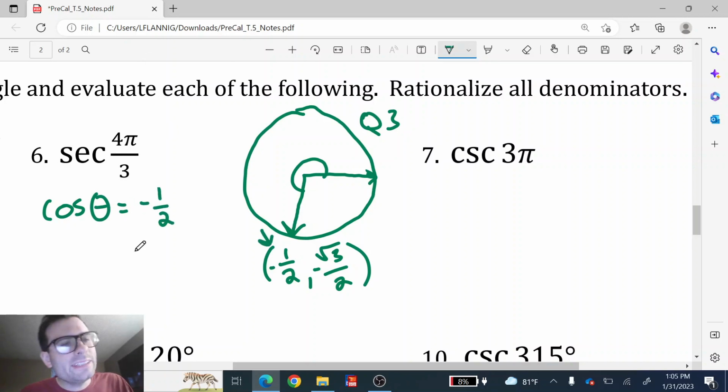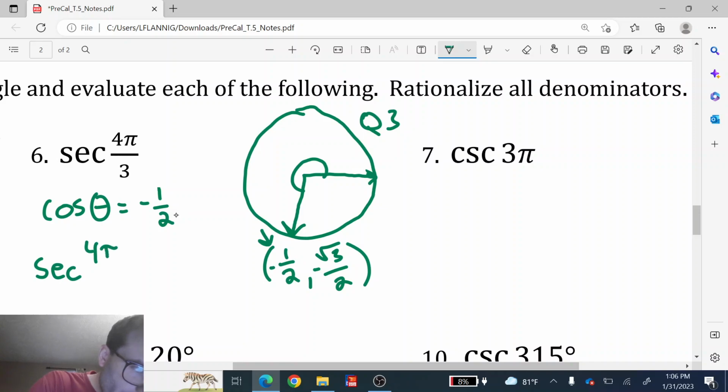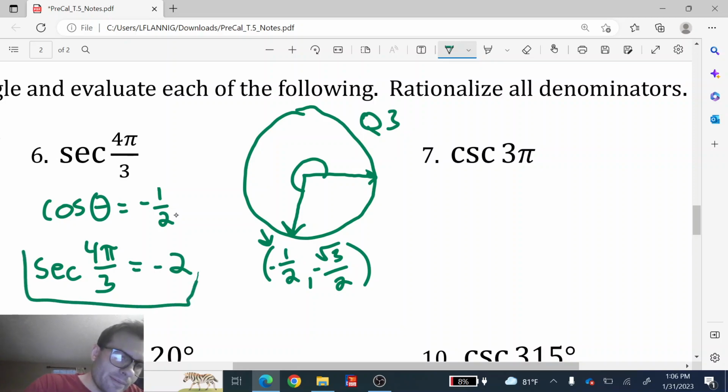And we know cosine and secant are reciprocals of one another. So to find the secant, if the cosine is negative 1/2, all you've got to do is flip it. So the secant of 4 pi over 3, which is the angle that we care about, will just be negative 2 over 1, or just negative 2. Up to you, however you want to write that.